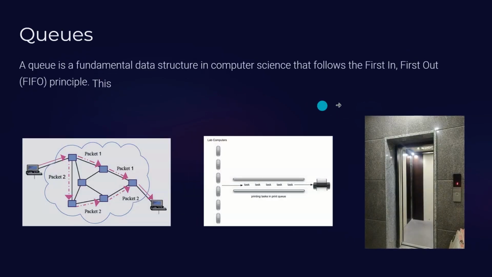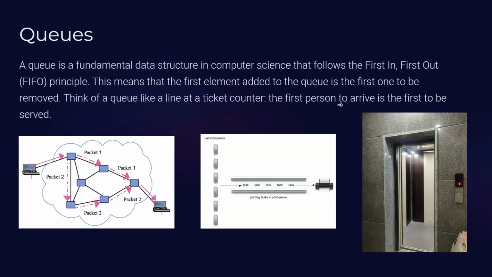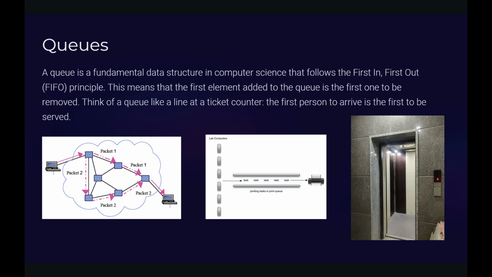Okay, so queue data structure. A queue is a fundamental data structure in computer science that follows first in first out principle.